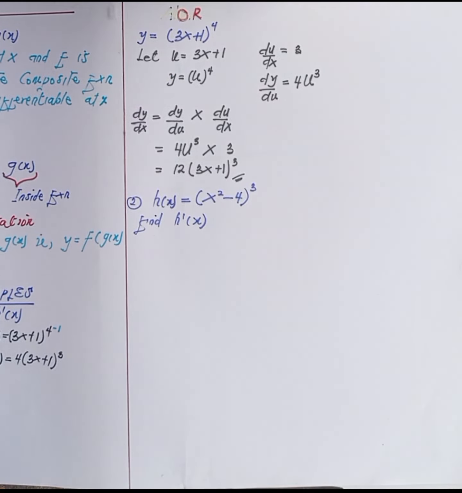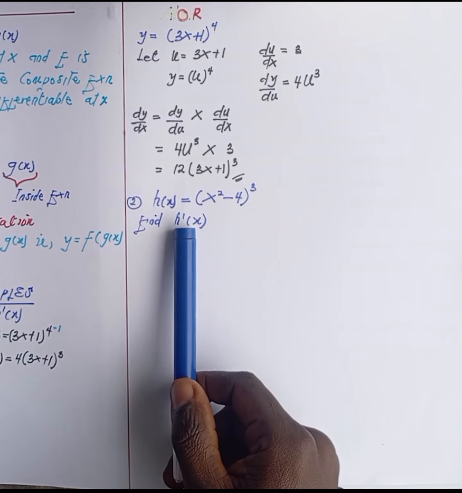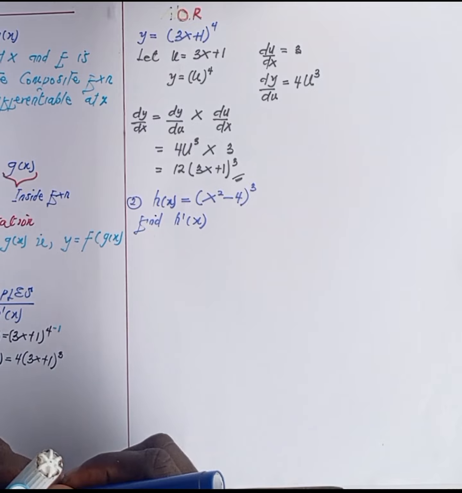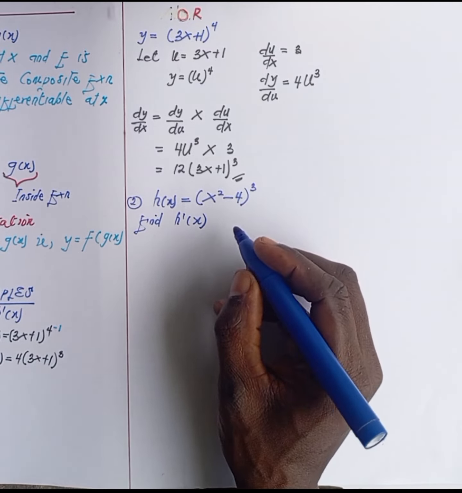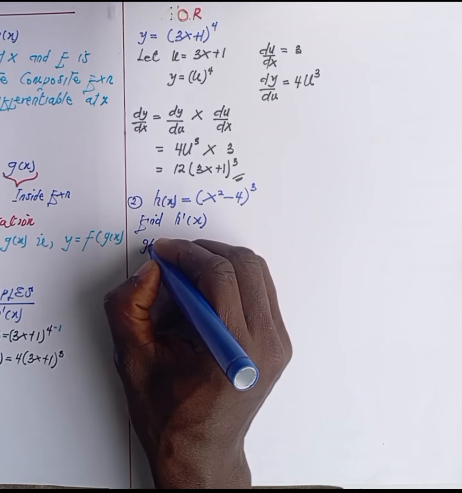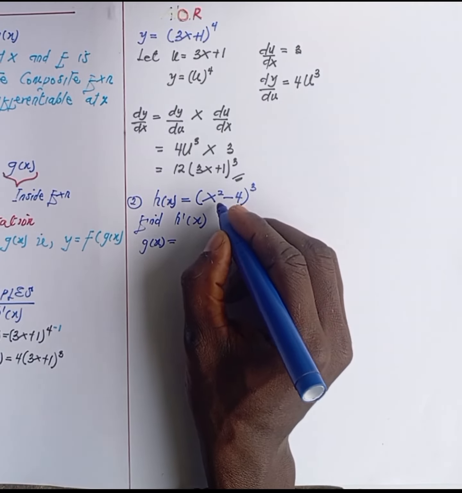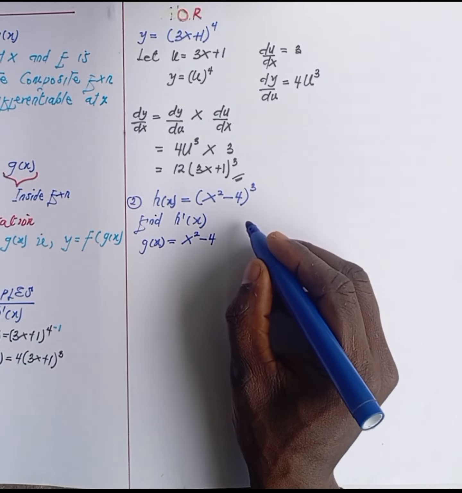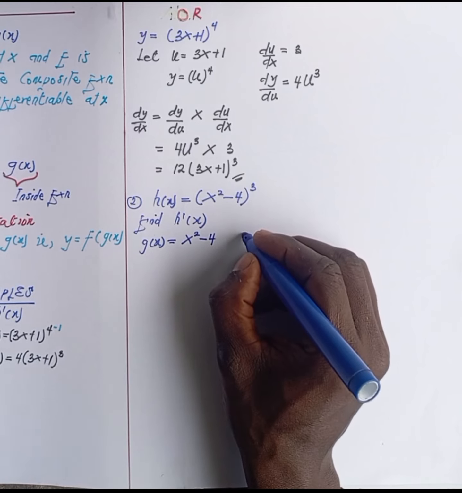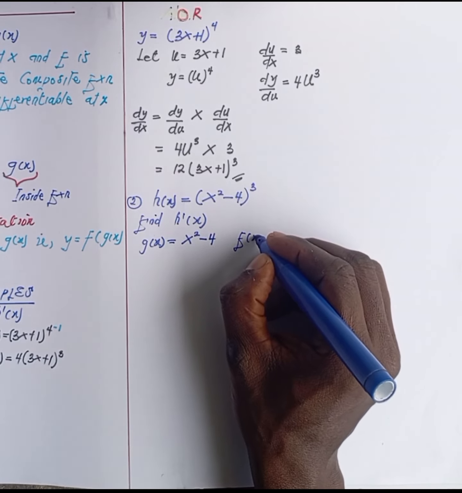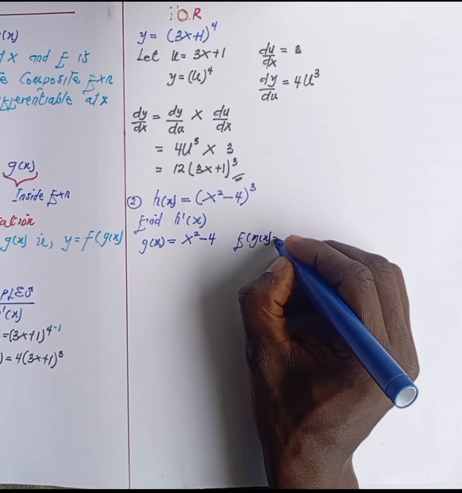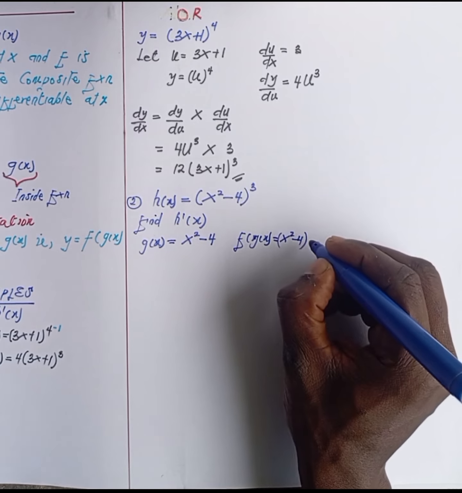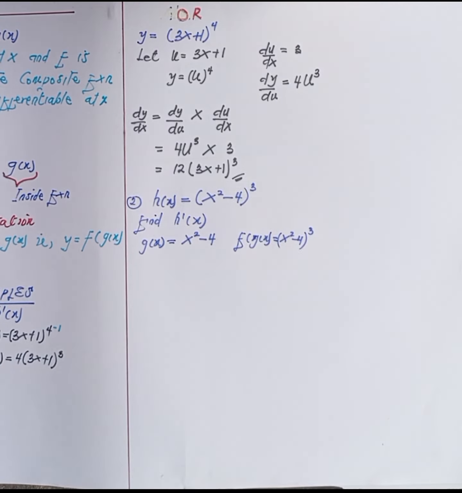So we have the second example. We have to find the derivative h prime at x of this very function. The first thing we are going to do is identify our inside function and then our outside function. So our inside function, which is g at x, is going to be x squared minus 4. And then we identify our outside function, which is f at g at x, so that you see it well. And this is going to give us x squared minus 4 all power 3.